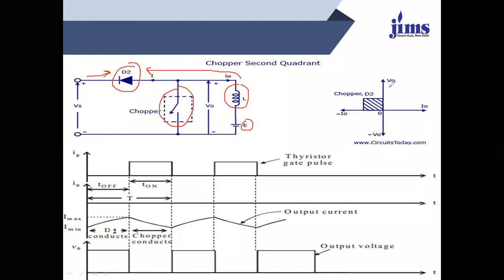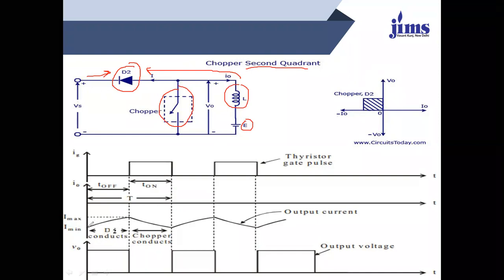So it always operates in the second quadrant. Second quadrant operation is there. We are keeping V output positive, but the output current will be in the reverse direction, so it will be in the opposite direction of the source. So this will be the T off time, and this is the on time. The pulse we deliver is over this side.